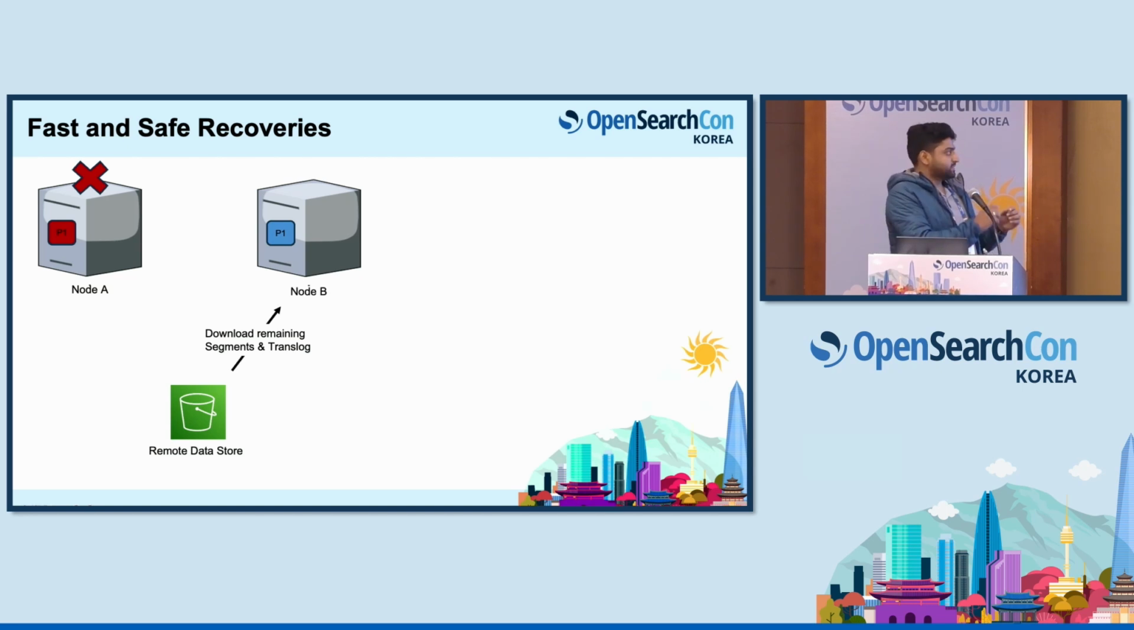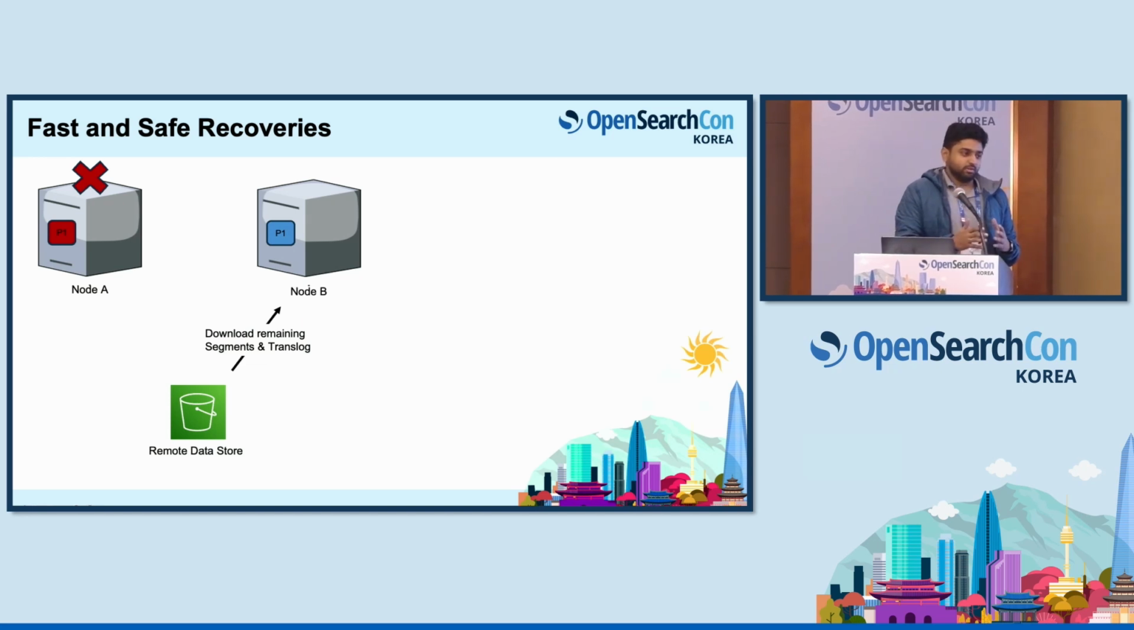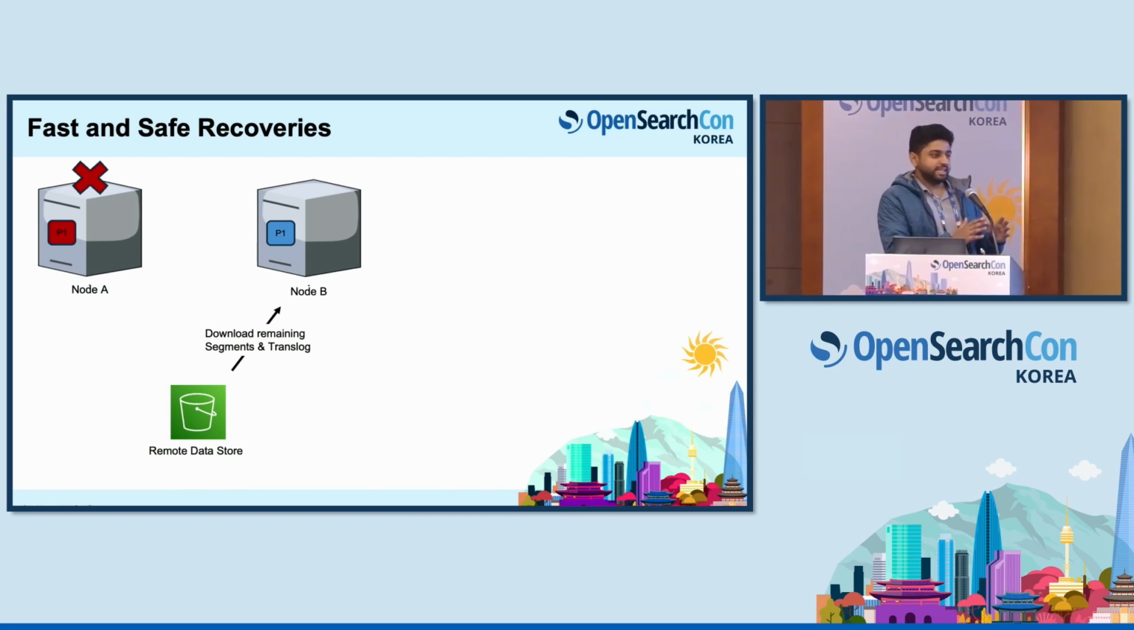Remember, we are not sending the requests to the replica. We are only indexing on primary and uploading to remote store. So your replica might be lagging behind on some of the segments and translogs. So it will download them, it will replay them, and it will be ready to serve the traffic. Now, here, there is not much gain compared to document replication, because in document replication, it might perform better because your replica was already caught up because we were sending those documents to replicas.